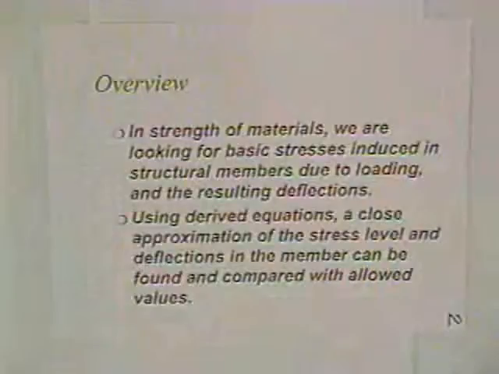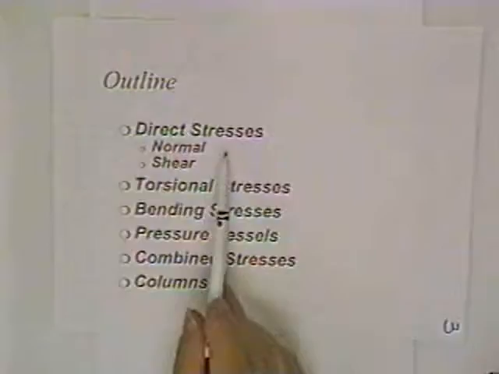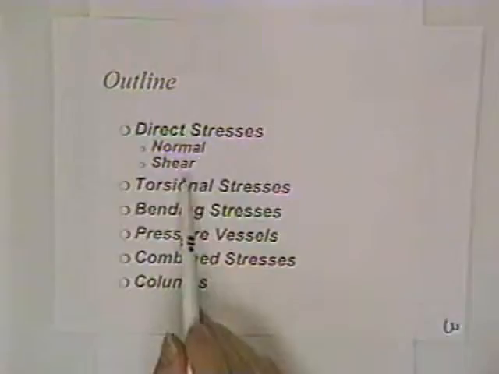All right, in strength of materials, we're looking for basic stresses in structural members due to loading, and often we also need to know the deflections. We use derived equations to get an idea of the stress level and the deflections that will be induced in that member, and then we compare those with allowed values. The type of material we'll be discussing tonight will be direct stresses. We only know of two kinds, normal stresses and shear stresses.